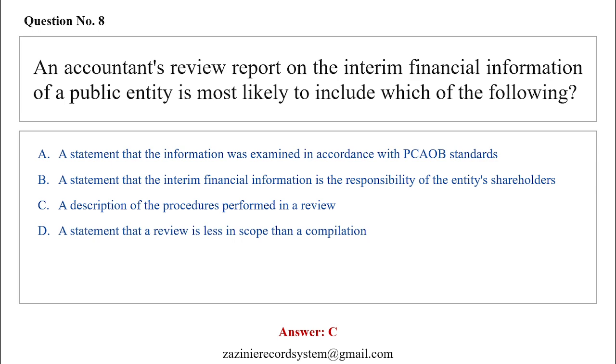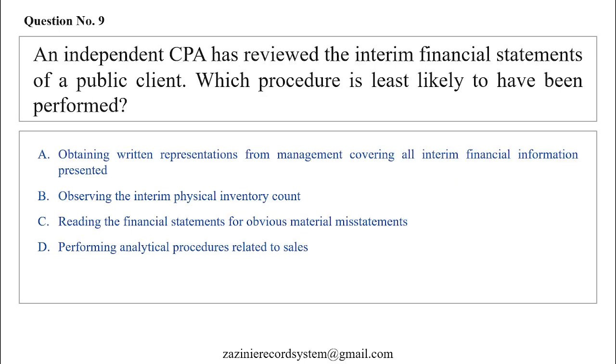Question number 9. An independent CPA has reviewed the interim financial statements of a public client. Which procedure is least likely to have been performed? Letter A. Obtaining written representations from management covering all interim financial information presented. Letter B. Observing the interim physical inventory count. Letter C. Reading the financial statements for obvious material misstatements. Letter D. Performing analytical procedures related to sales. Correct answer is letter B.